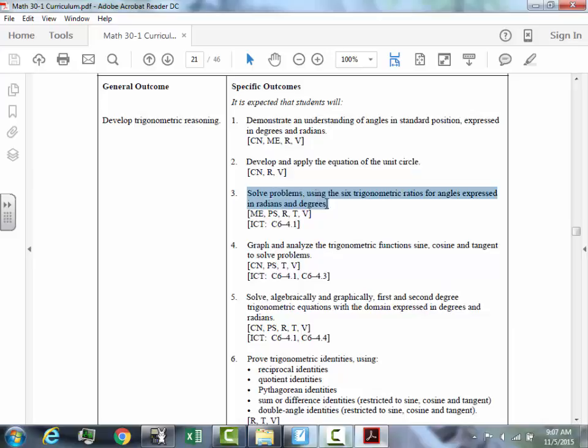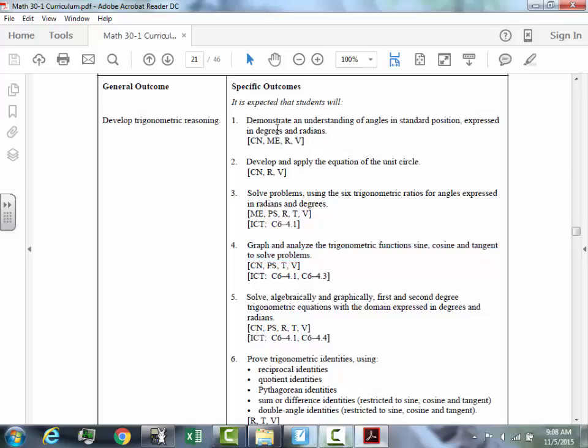Third one, we're kind of starting on a little bit. Can you solve problems in radians and degrees using angles? It's kind of vague, this one here, but we've kind of started doing this. And then this one here, can you tell me what the graphs of sine, cosine, and tangent look like? Can you graph and analyze them? It doesn't actually say that you need to know cosecant, secant, and cotangent, but I'd like you to know them anyways. And then the last 2 we actually haven't covered yet.